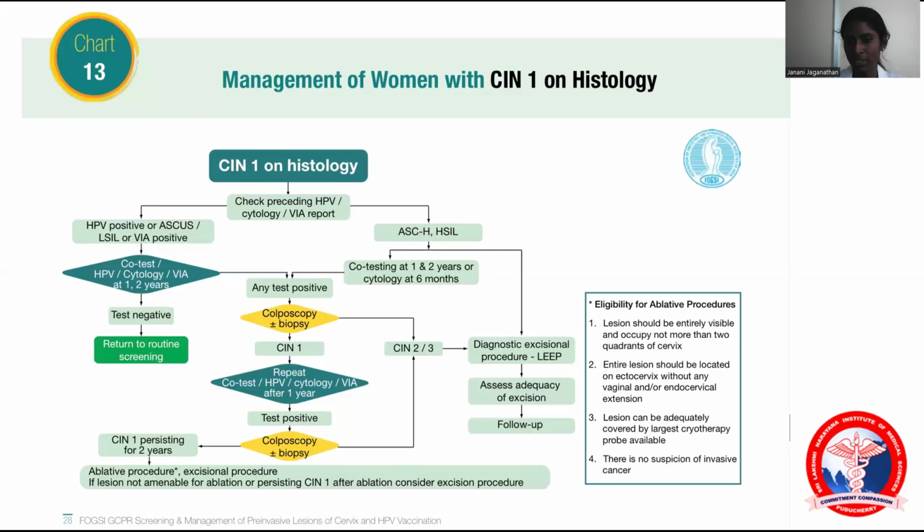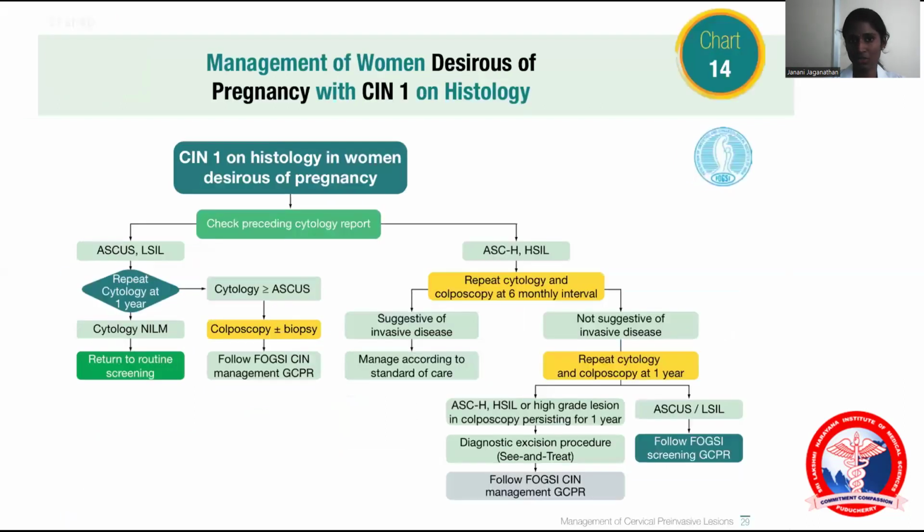Eligibility for ablative procedure includes: the lesion should be entirely visible and occupy not more than 2 quadrants of the cervix. Entire lesion should be located on the ectocervix without any vaginal or endocervical extension. Lesion can be adequately covered by the largest cryotherapy probe available. There is no suspicion of invasive cancer. These are the eligibility criteria for performing the ablative procedures.